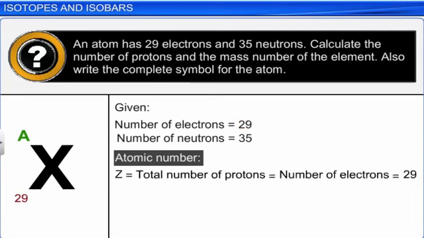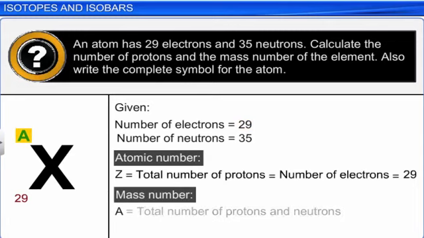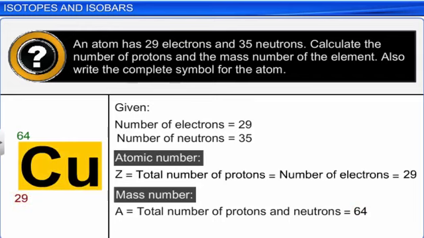We know that mass number A is equal to the sum of the numbers of protons and neutrons. Hence, the mass number of the given element is equal to 29 plus 35, which is equal to 64. Since the atomic number of the element is 29, the atom is copper. The complete symbol for the atom may be represented as shown here.